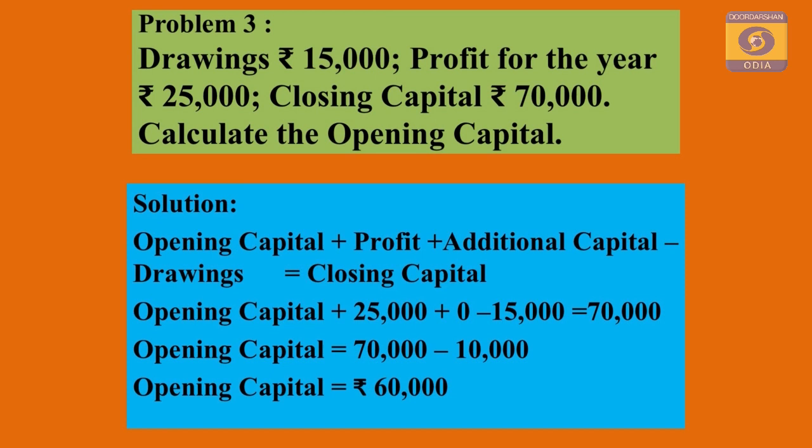Drawings is rupees 15,000, profit for the year is rupees 25,000, closing capital is rupees 70,000. You are asked to calculate the opening capital. So how do we do that? We will see that opening capital plus profit plus additional capital minus drawings gives us closing capital. So how do we find out this? Opening capital plus 25,000 plus additional capital, we have not been given any information, minus 15,000 is equal to 70,000, and opening capital is equal to 70,000 minus 10,000. So that gives us rupees 60,000.